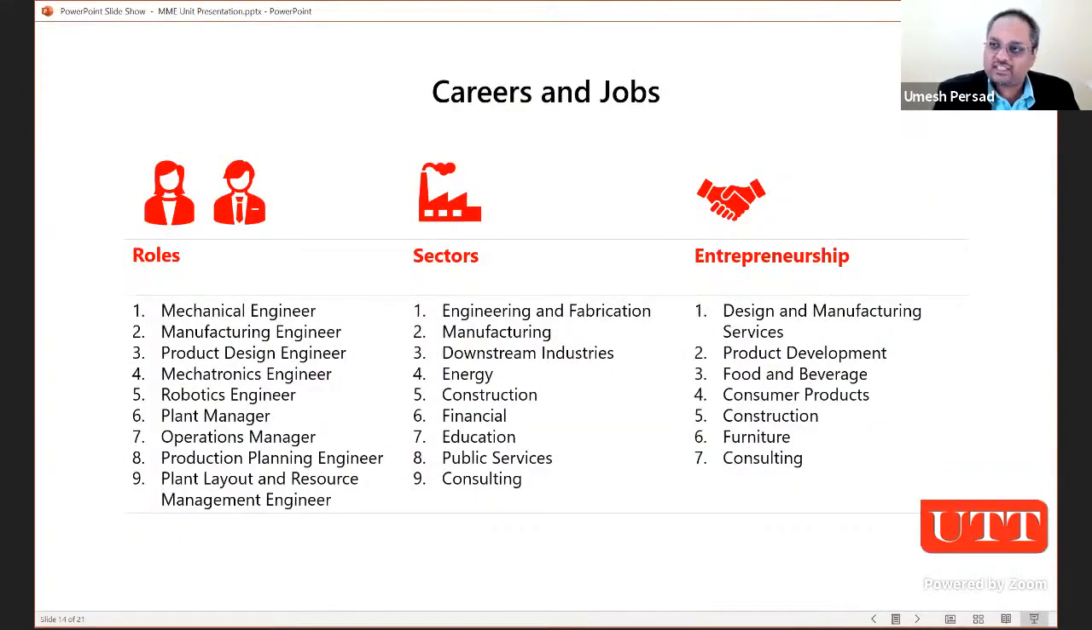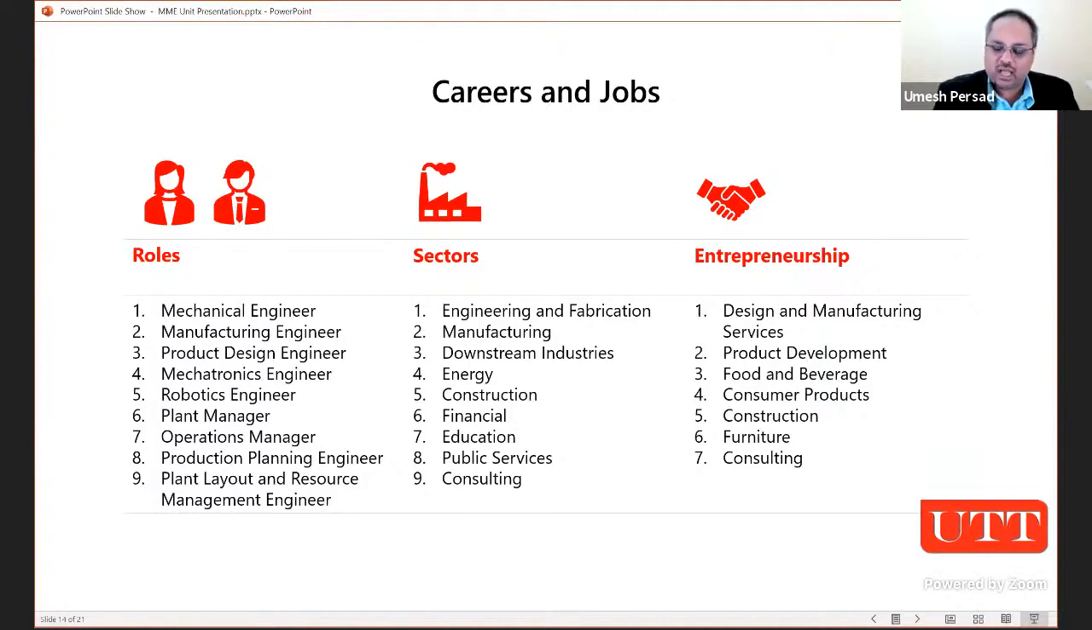Moving on to the careers and jobs available, you would see that there are many jobs available across engineering disciplines. One thing about our MME unit is that our program is very broad, and our students find jobs in any industry because they have a strong background in the technical side as well as the entrepreneurship side. For example, jobs such as mechanical, manufacturing, product design engineers, robotics engineers, and also management type jobs, plant manager, operations manager, etc. Our students fit these roles quite nicely.